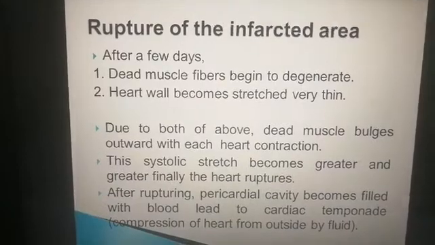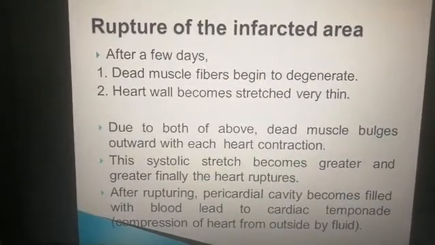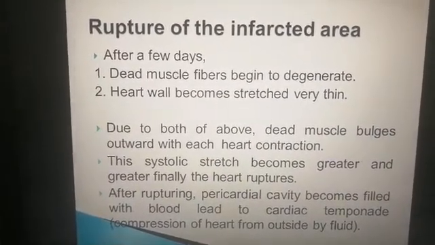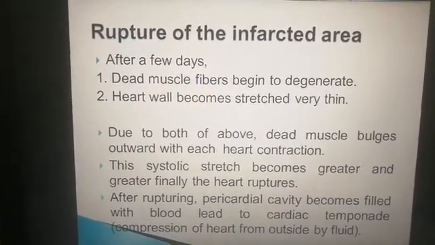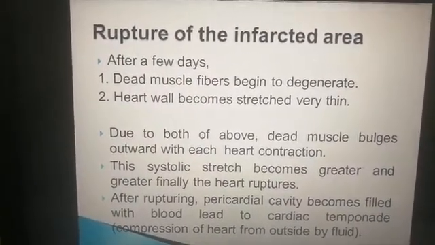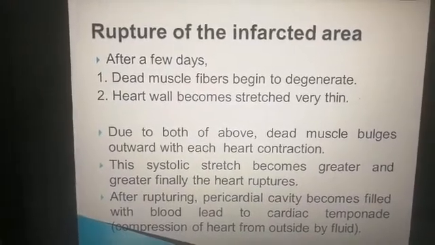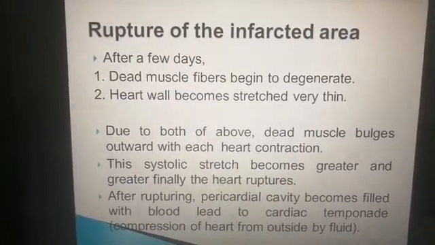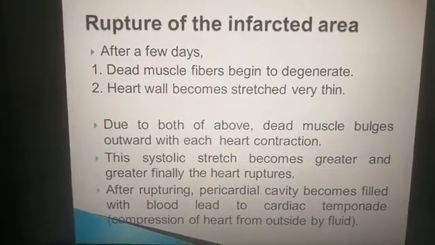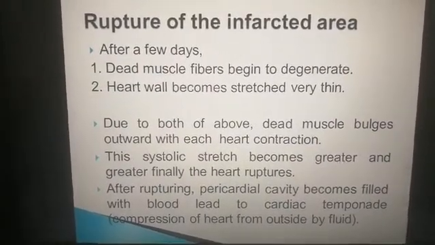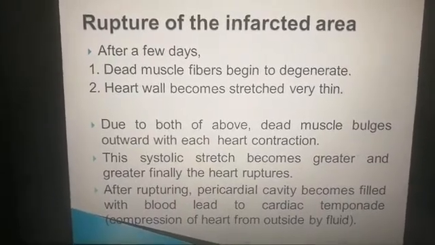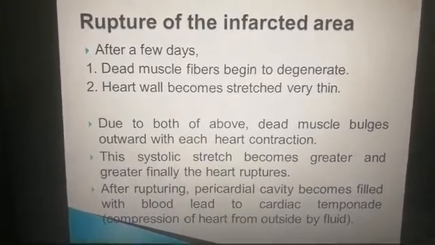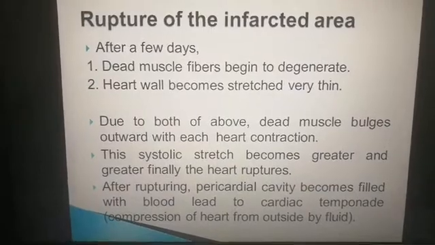So rupture of the infarcted area. After a few days, dead muscle fibers begin to degenerate, and heart walls become stretched very thin. Due to both of these reasons, the dead muscle bulges outward with each heart contraction, and this systolic stretch becomes greater and greater. Finally, the heart ruptures. After rupturing, the pericardial cavity becomes filled with blood, leading to cardiac tamponade, compression of the heart from outside by fluid.